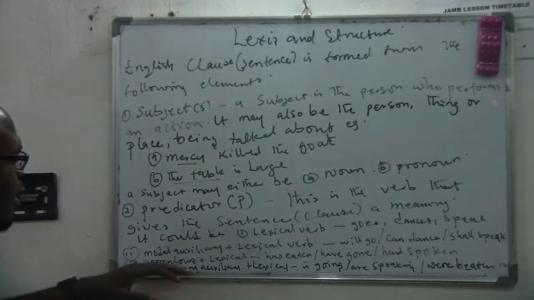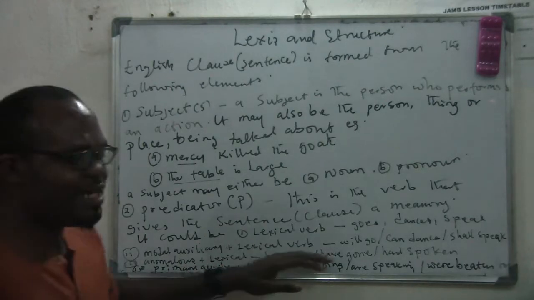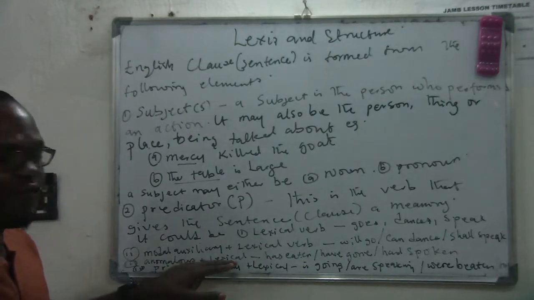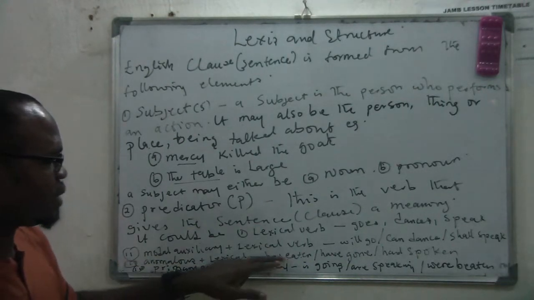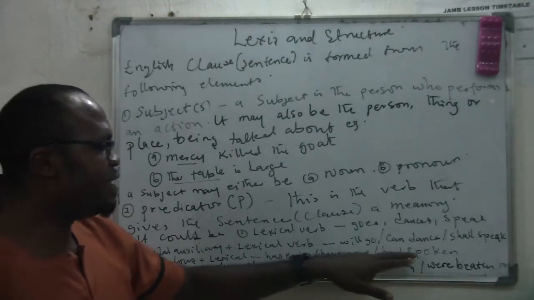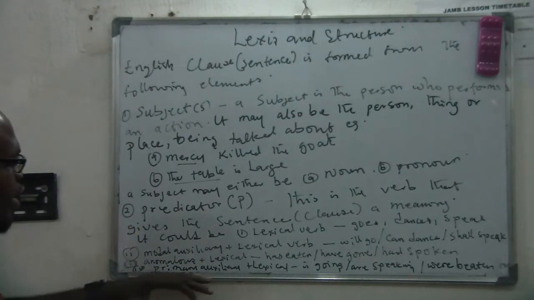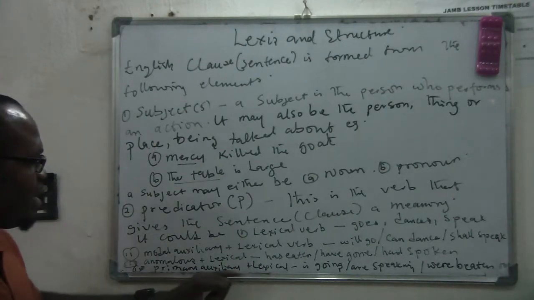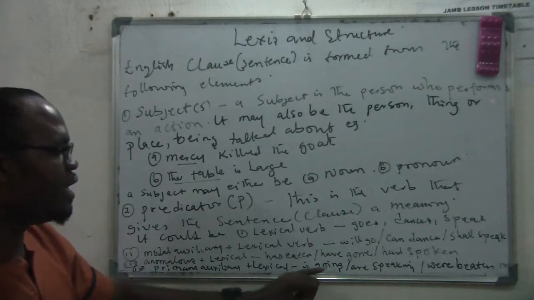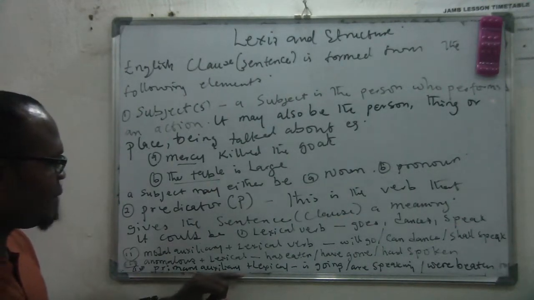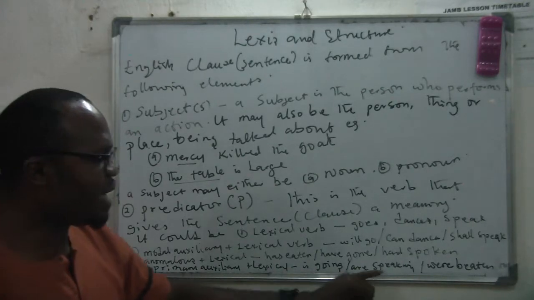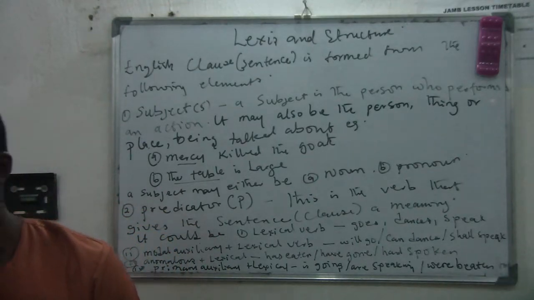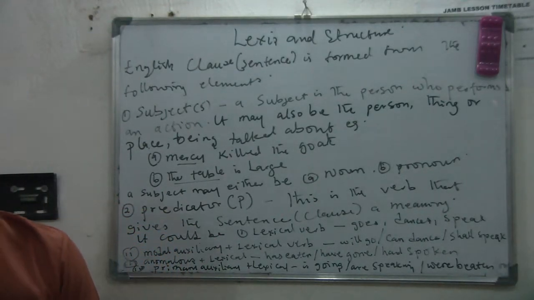Now we can have what we call anomalous plus a lexical verb, like when you say has eaten. Eaten there is the lexical verb, whereas the anomalous there is the word has. Have gone, had spoken. Then you can have primary auxiliary plus a lexical verb. Is going. Is is a primary auxiliary verb, and the lexical verb there is going. Are speaking. We are beating. They are speaking. Is that clear? They are speaking. What's the subject?